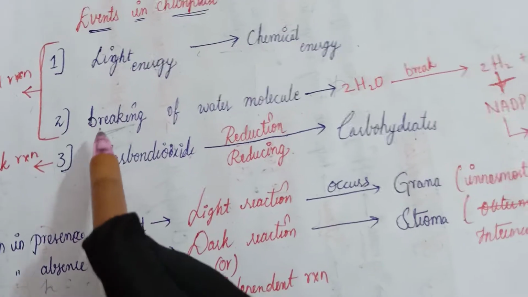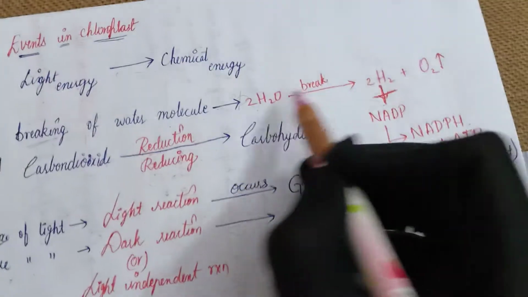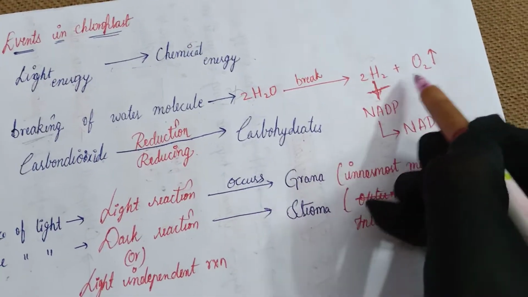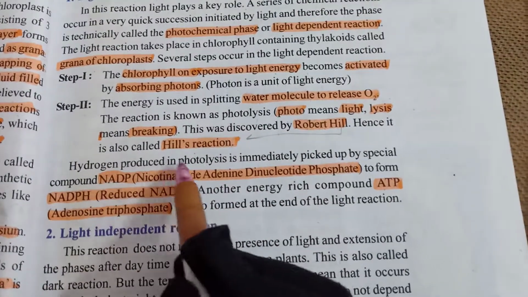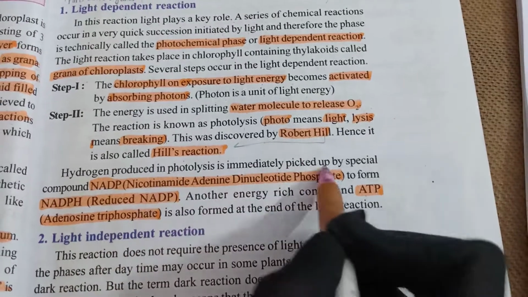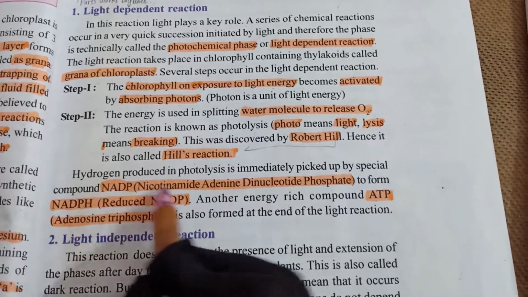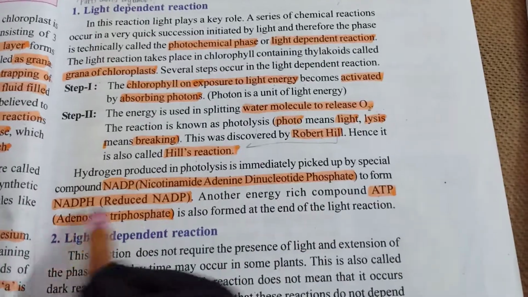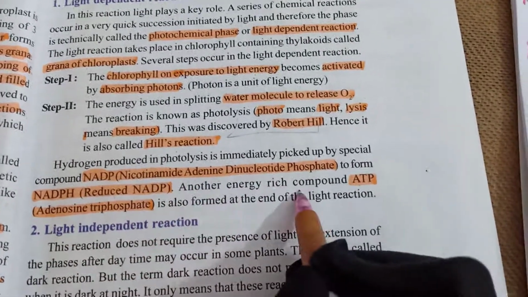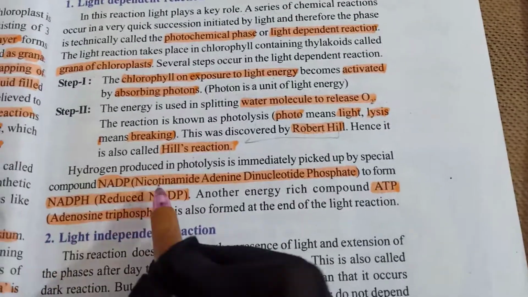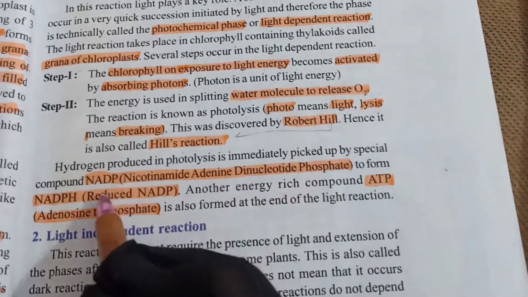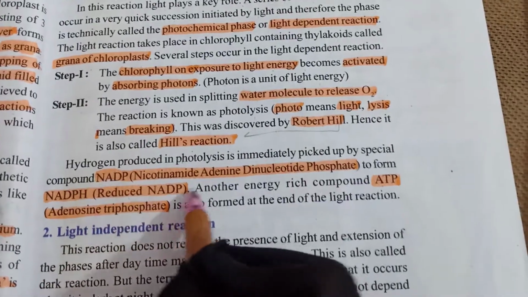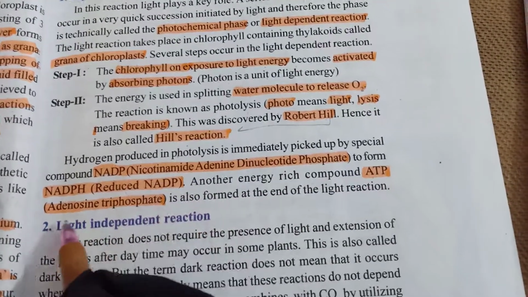So what happened in the second reaction? Water molecules break into hydrogen and oxygen, and oxygen is released, as mentioned in the textbook. Then what happened? Hydrogen is immediately caught by a special compound, NADP, to form NADPH, and another energy rich compound, that is ATP. NADP is nicotinamide adenine dinucleotide phosphate, reduced to NADPH. ATP means adenosine triphosphate.